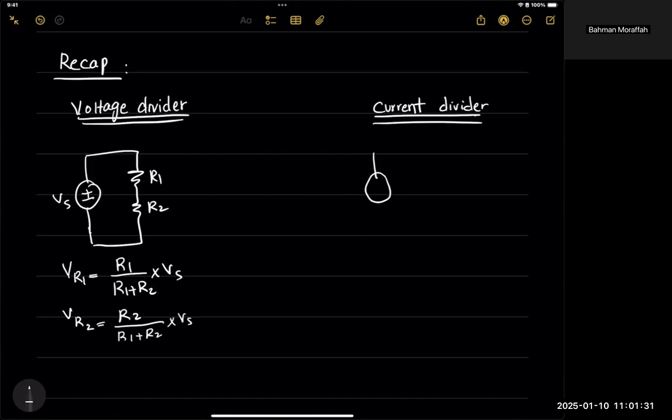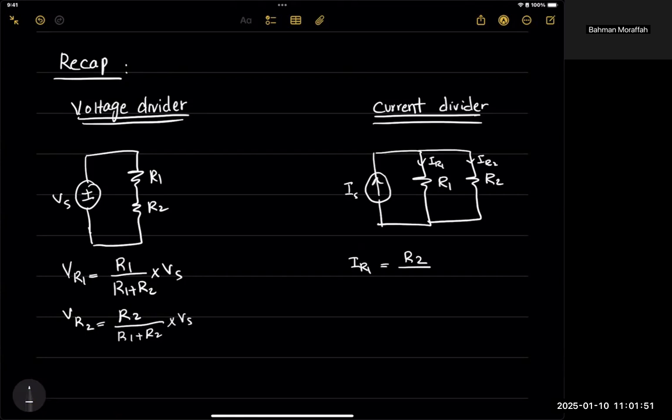For the current divider circuit, I have a current source in parallel with two resistors. And if I wanted to find the current through each resistance, I know I of R1 is R2 divided by R1 plus R2 times Is. And I of R2 is R1 divided by R1 plus R2 times Is.